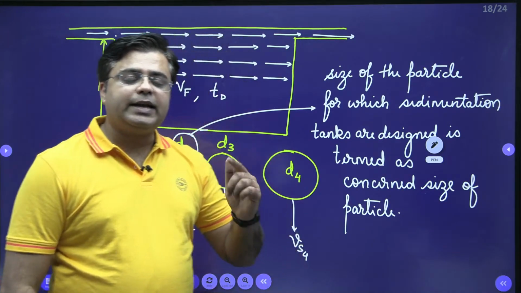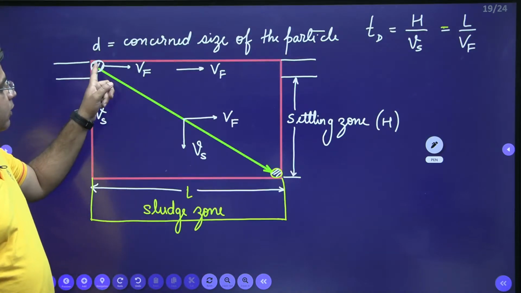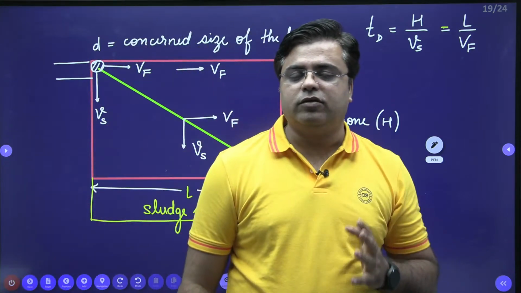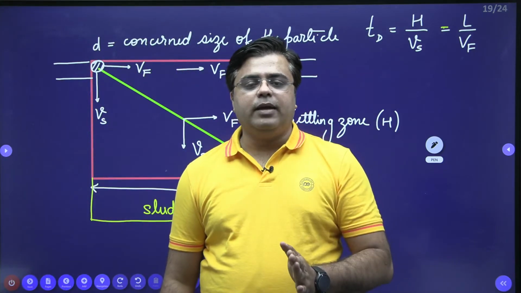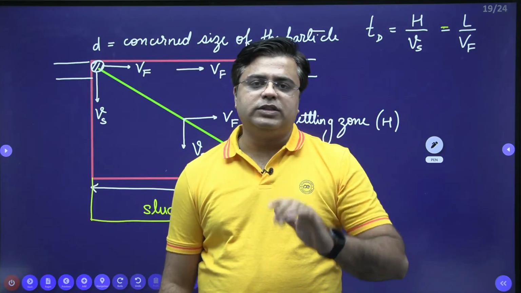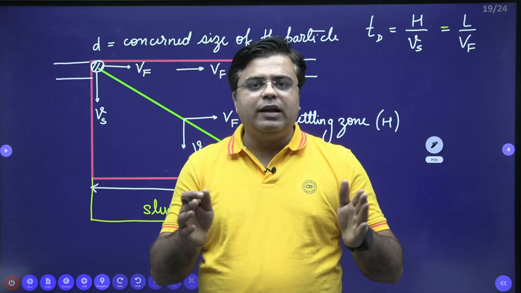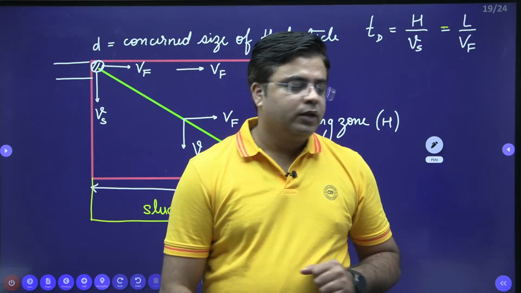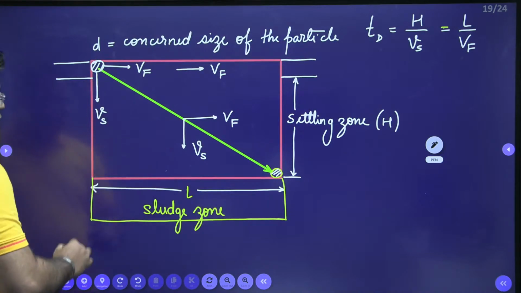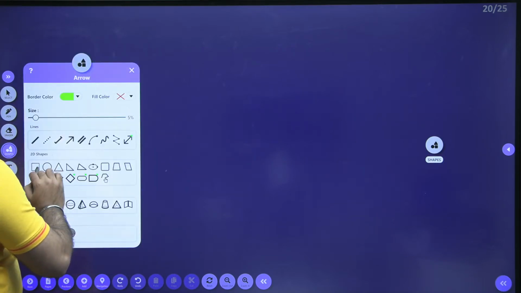And that time is calculated with respect to the concerned size of the particle. That time Td is calculated with respect to the concerned size of the particle. Td is the time required by the concerned size of the particle to reach the bottom of the settling zone. And this time Td we provide by providing the length of the tank. So this is how we design this sedimentation tank. If you observe this sedimentation tank, again you can write down the dimensions.